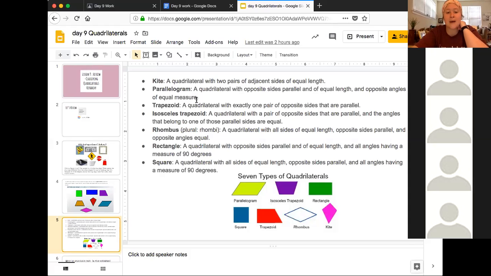Next one is a parallelogram, which is this yellow shape. It's still a quadrilateral with 4 sides. Opposite sides are parallel, and opposite angles are the same. So the top and bottom are the same, the sides are the same, and then the opposite angles. This little angle is the same as this little angle. They would be the same. Next is a trapezoid.